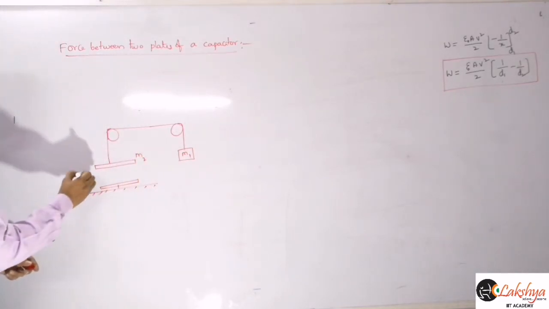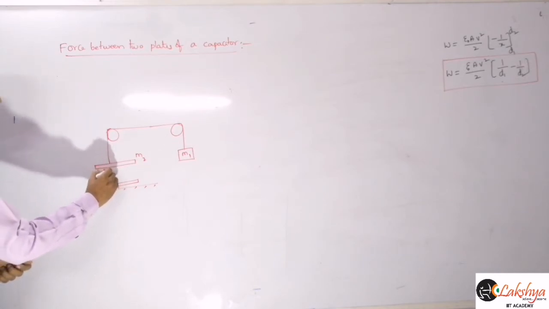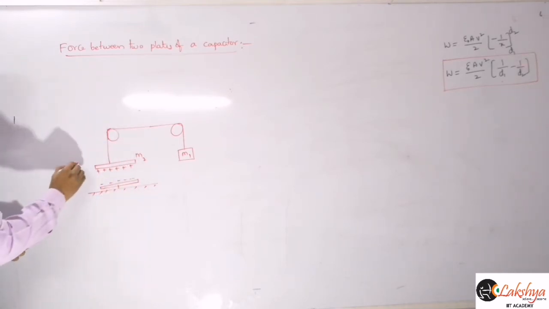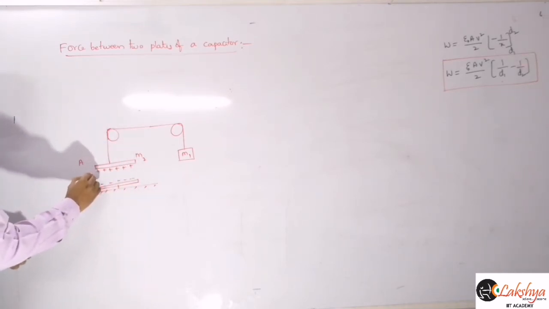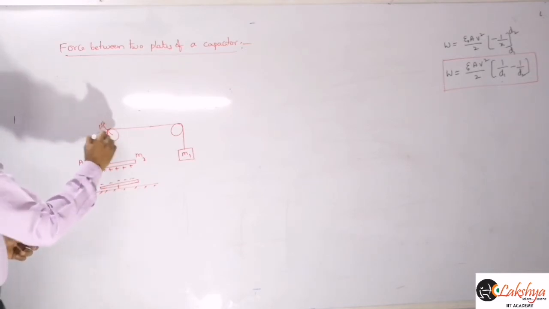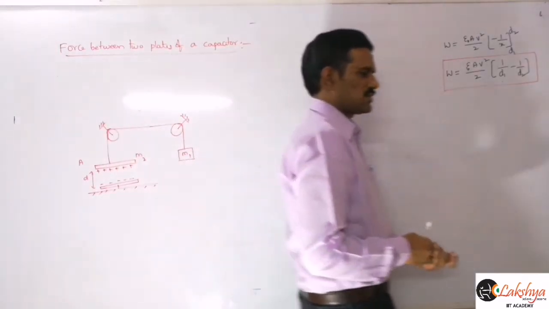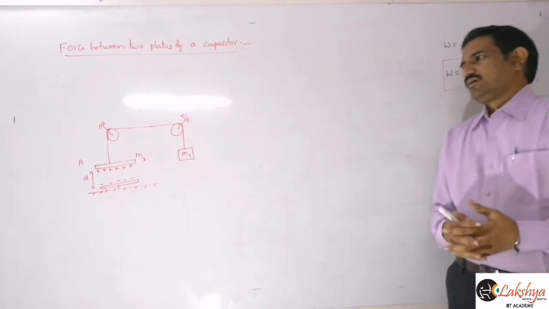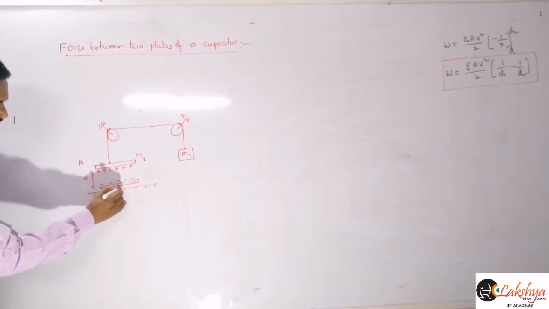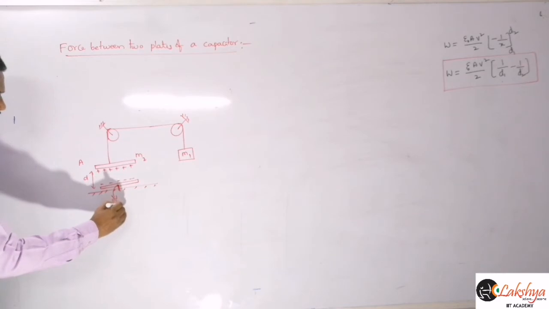And suppose Q is the charge on this. Suppose this is a positively charged plate and this is a negatively charged plate here. They are saying A is the area of cross section and D is the separation between them. If the system remains in equilibrium, they are asking the value of this M1. So write that: in the system shown in figure, this capacitor is fixed to the ground or the surface.